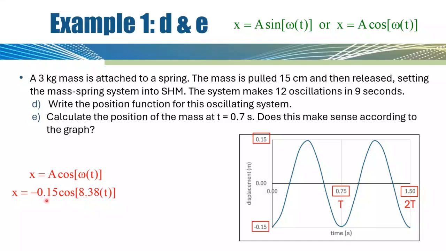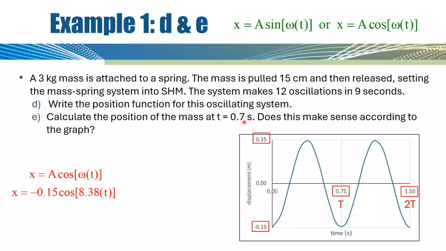This now is called the position function. I have these values in here, but I kept the variable t because now when I want to use the position function, I can plug in any value of t that I want, and I can solve for x, the location of the mass on the y-axis. So letter E says, calculate the position of the mass at a time of 0.7 seconds.